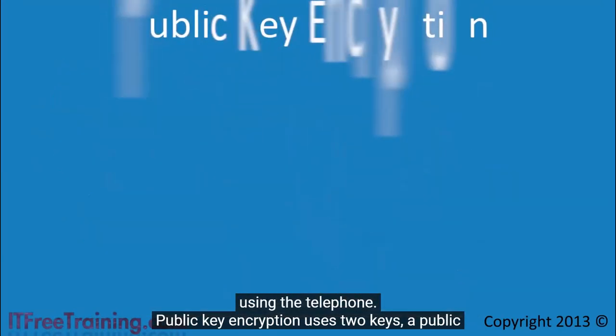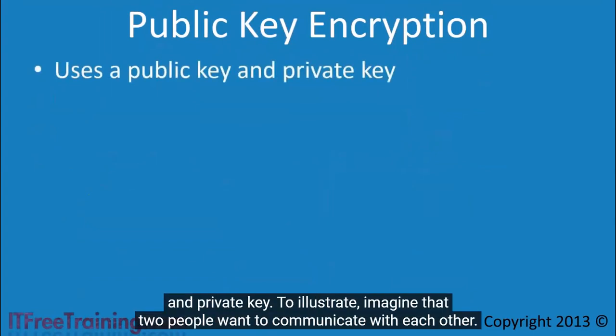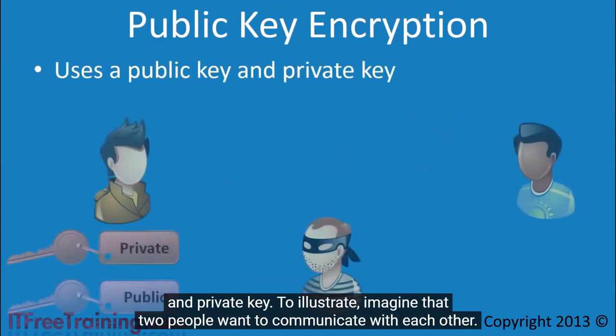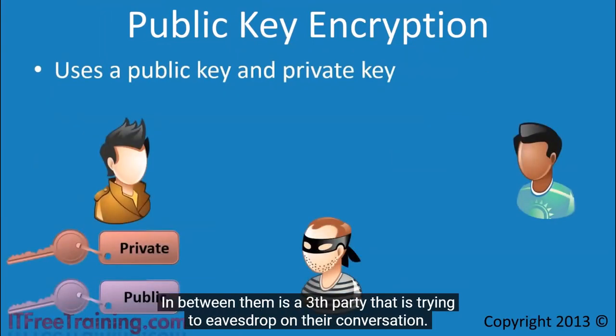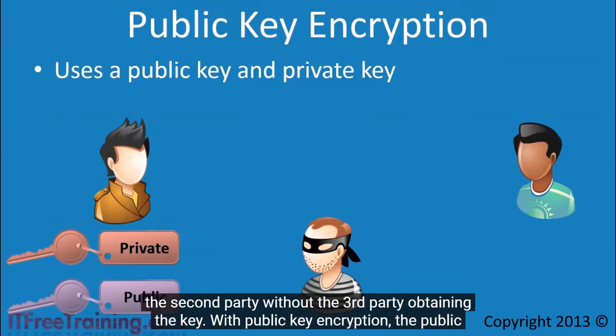Public key encryption uses two keys, a public and private key. To illustrate, imagine that two people want to communicate with each other. In between them is a third party that is trying to eavesdrop on their conversation. With traditional encryption that uses the same key, the problem is getting the key to the second party without the third party obtaining the key.